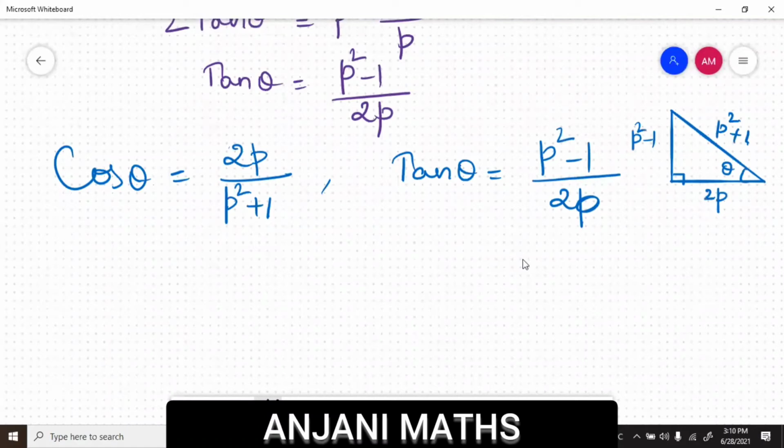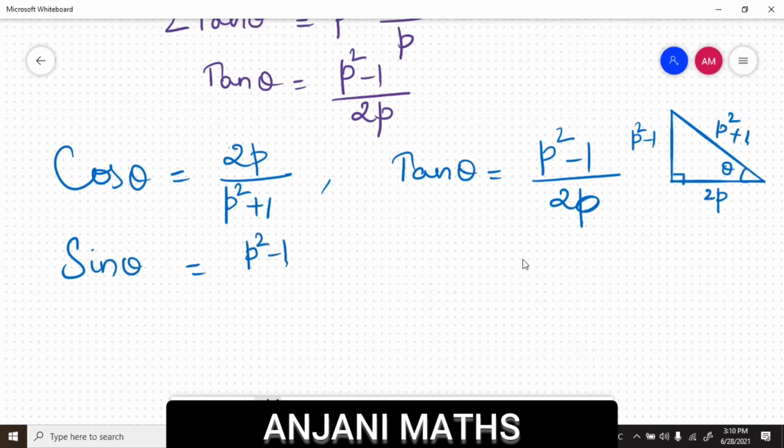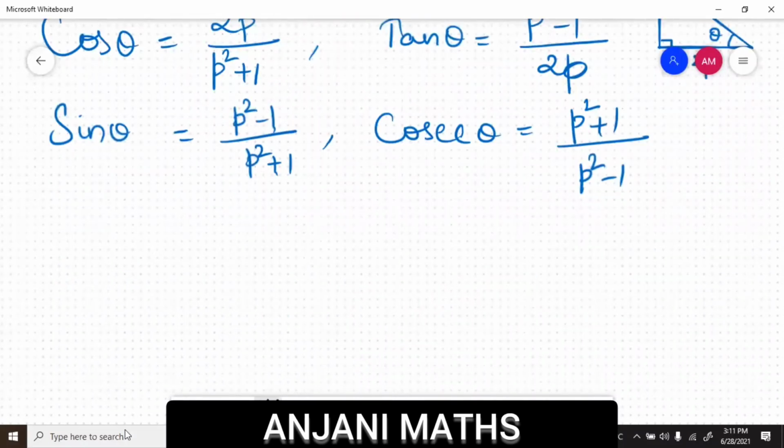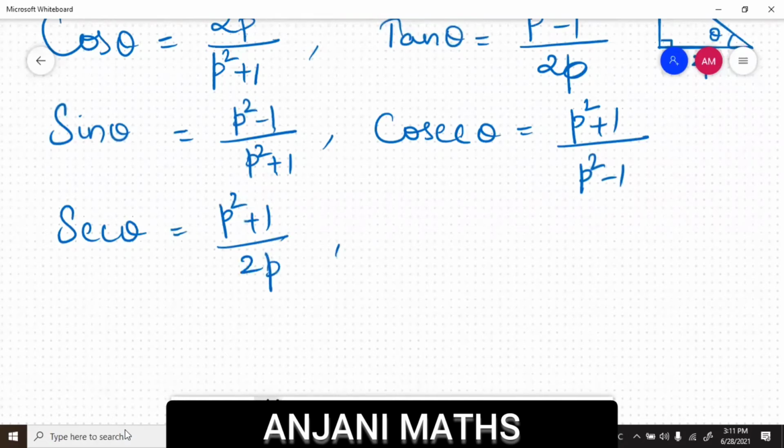So how do we find sine theta? From that triangle, sine theta is P square minus 1 by P square plus 1, opposite side by hypotenuse. So we got sine theta, cos theta, tan theta. Next, cosecant theta. It is the reciprocal of sine theta, that is P square plus 1 by P square minus 1. Very simple, isn't it? Next, secant theta. We got it, P square plus 1 by 2P, the reciprocal of cos theta. What is cot theta? Reciprocal of tan theta. It is 2P by P square minus 1.